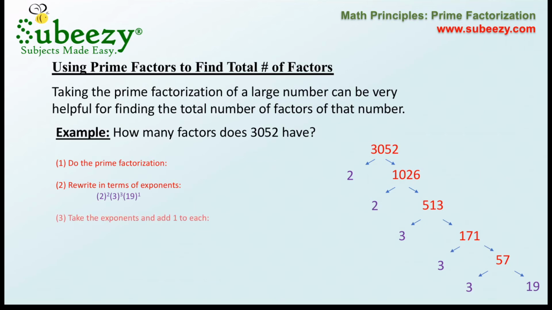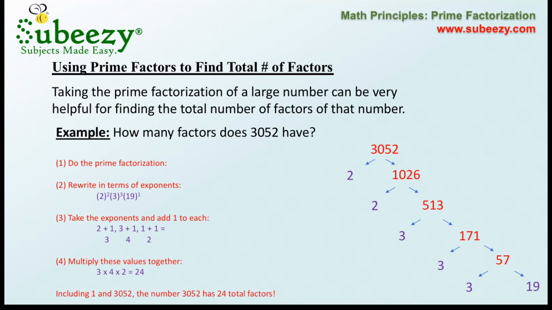Then take the exponents and add 1 to each. 2 is raised to the power of 2, 3 is raised to the power of 3, and 19 is raised to the power of 1. So we have 2 plus 1, 3 plus 1, and 1 plus 1. Or we have 3, 4, and 2. Then we multiply these values together. 3 times 4 times 2 is 24.